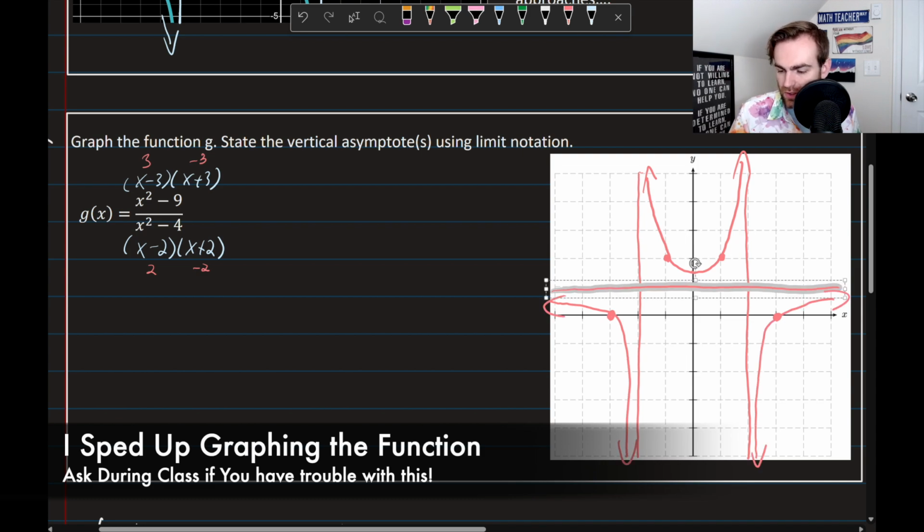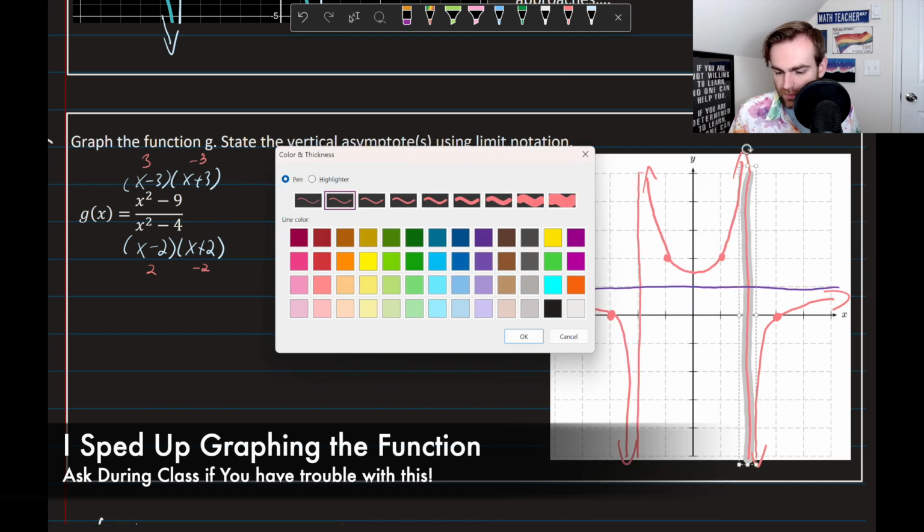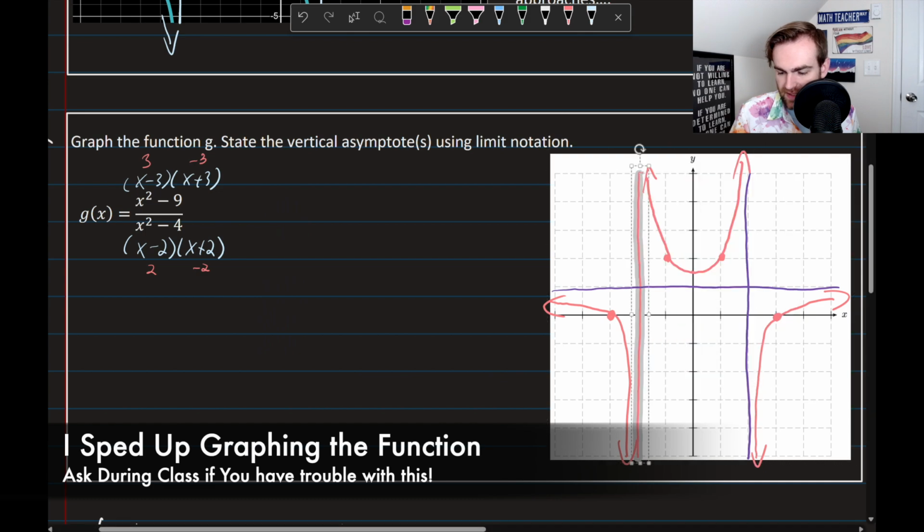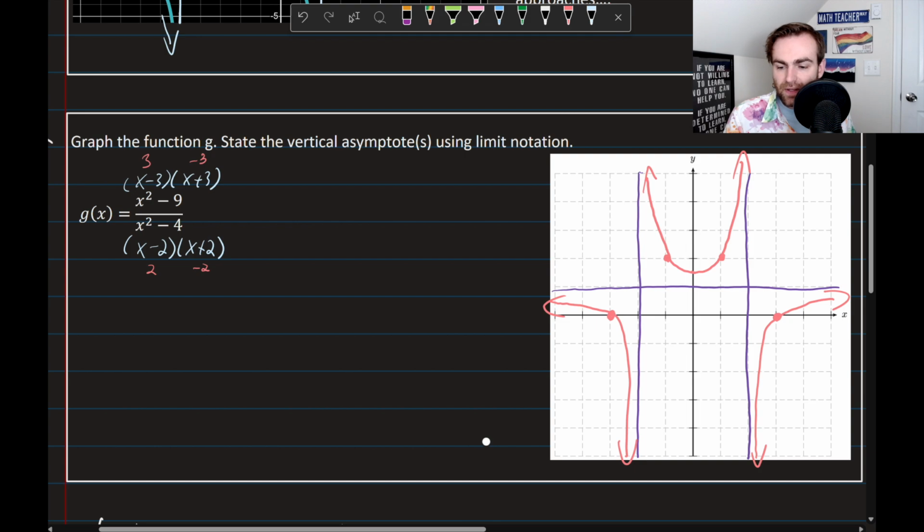So what we can do is actually change the color of these to, let's go with purple, or just any color if we want, really. I'll pick purple just because it makes life a little easier for us and easier to see. So we get this nice red function. Now the question wants us to state the vertical asymptotes using limit notation.